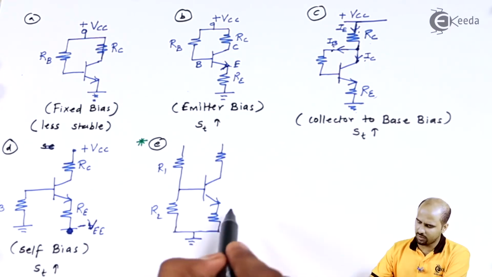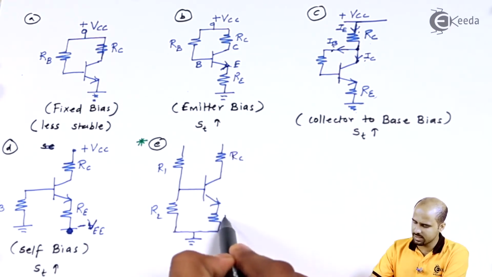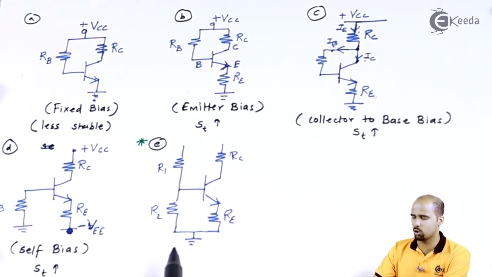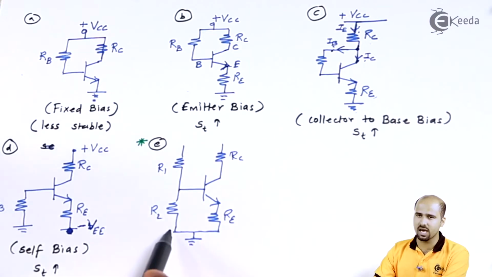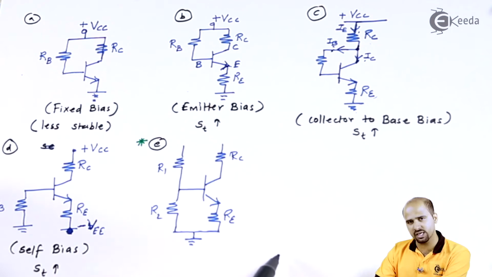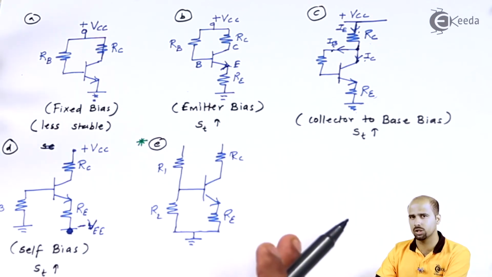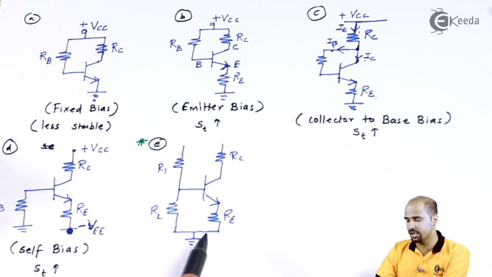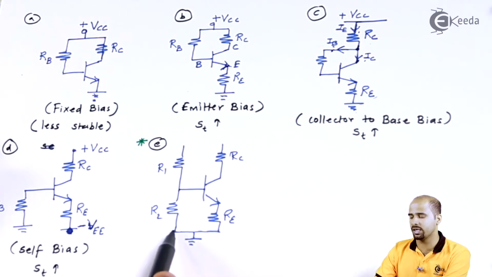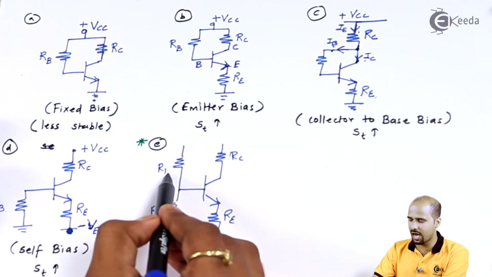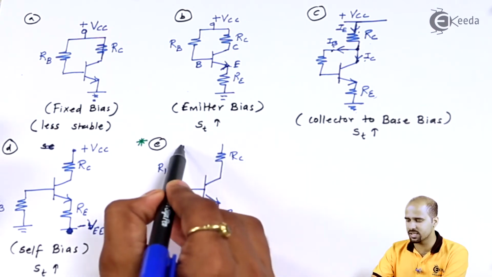Note that every time this RE and R2 are not connected together. I can say that this R2 is connected to minus 2 volts, RE is connected to minus 5 volts, right? So it's not mandatory to connect this R2 and RE together and have the same voltage. Similarly, R1 and RC are not always connected together.